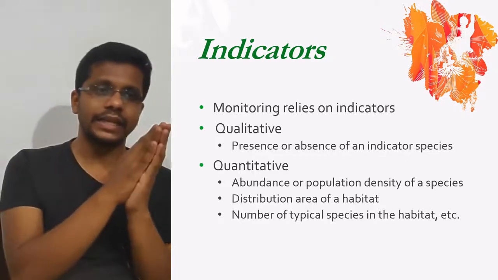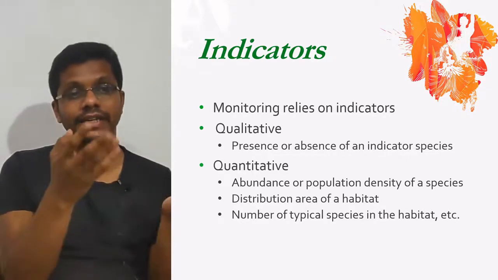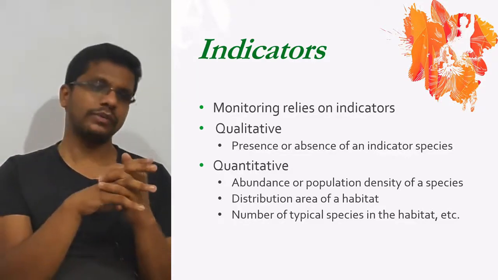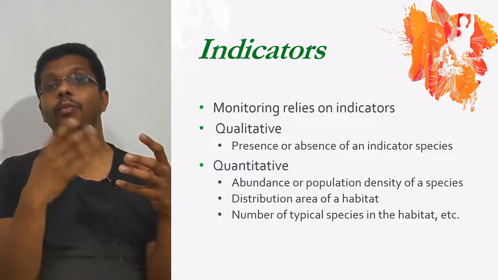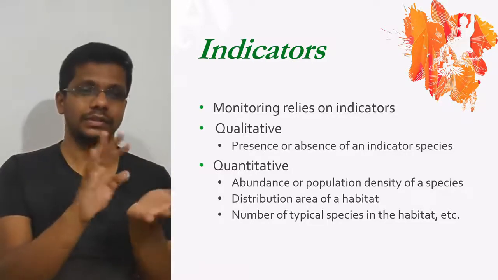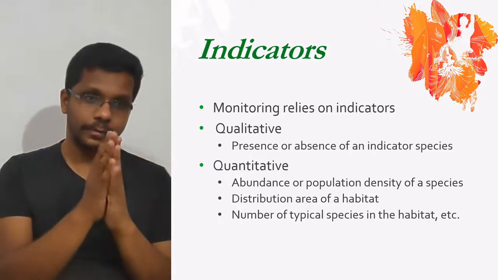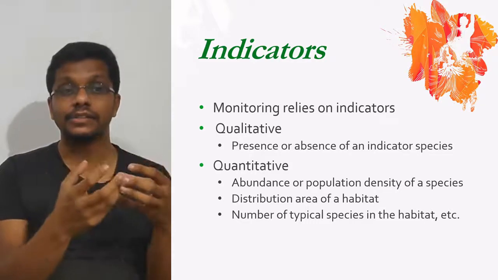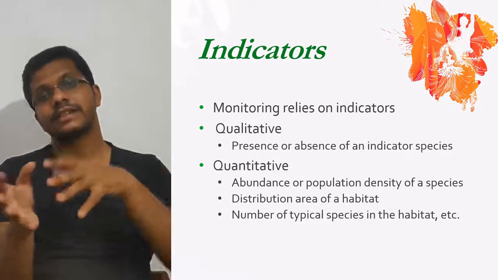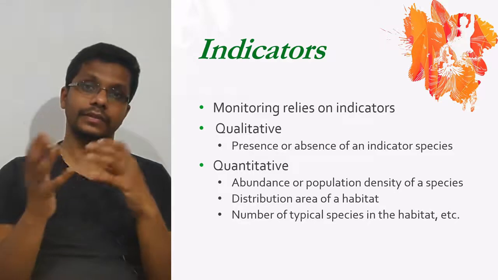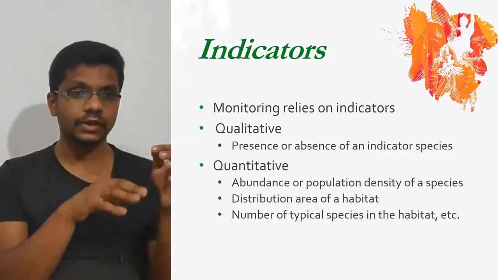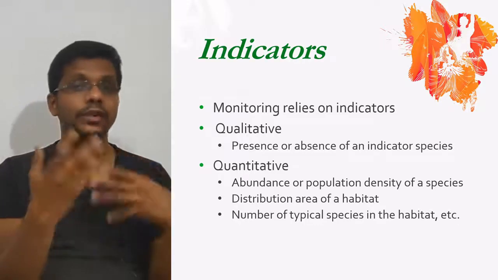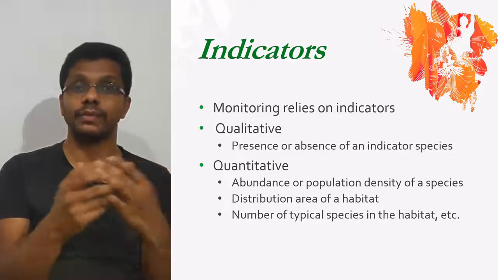The indicator can be a qualitative or quantitative function. The qualitative thing is like just measuring the presence or absence of an indicator species. But mostly we are using quantitative methods. We want to know how much it is going to happen. Just presence or absence, we want more. So in quantitative indicators, we measure the abundance or population density of species, which is directly correlated to the biodiversity, or the distribution area of a habitat, or the number of a typical species in a habitat. So these whole things can be used as a quantitative measure of biodiversity.